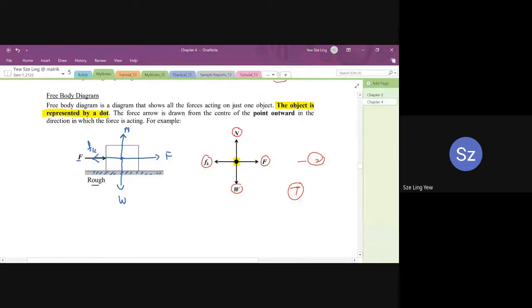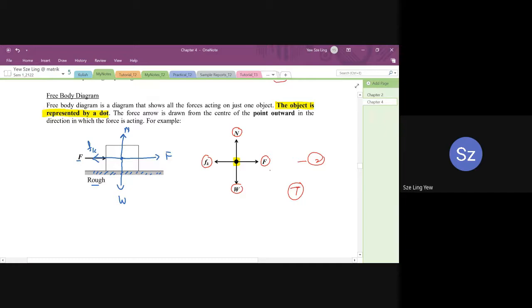Capital letter F, external force. Capital letter N or capital letter R refers to a normal or reaction force. Small letter f is for frictional force. Capital letter W is for the weight. Capital letter T is for tension. So make sure you use the correct symbol. So this is a free body diagram, and you have to know how to sketch it.